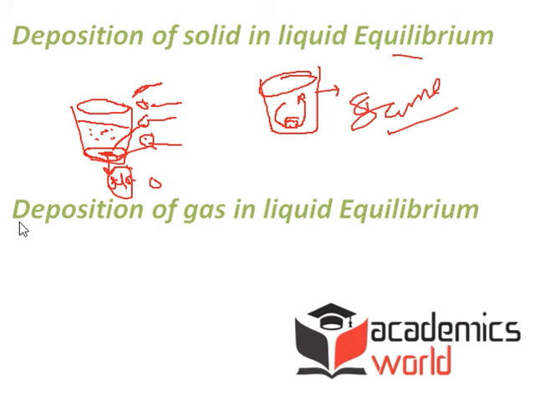So now dissolution of gas in liquid equilibrium. Suppose we all drink colas, thumbs up, etc. Suppose there is one bottle. You see that in the sealed bottle we have, there is gas filled at high pressure. When you open the cap, immediately gas comes out. How does this equilibrium work?